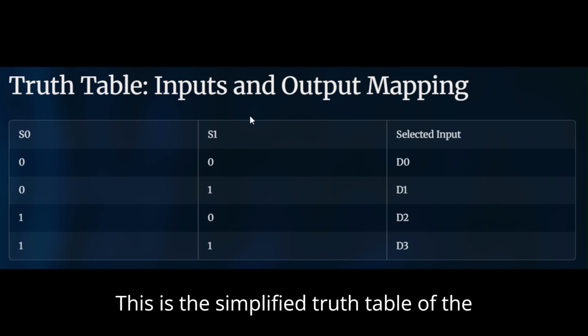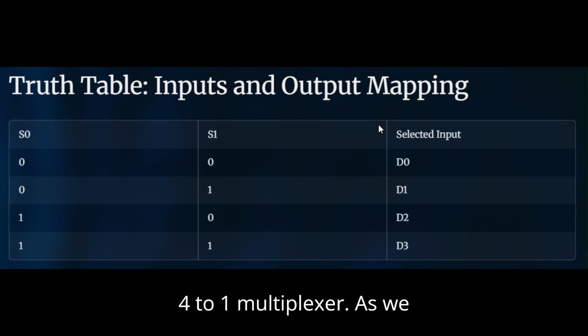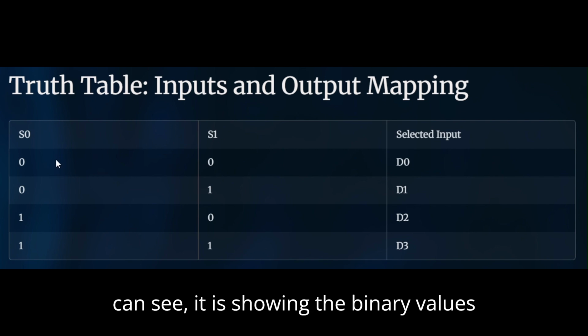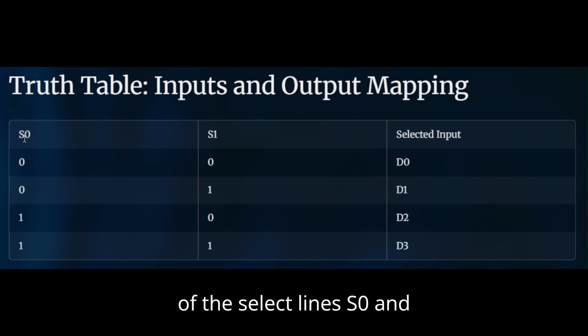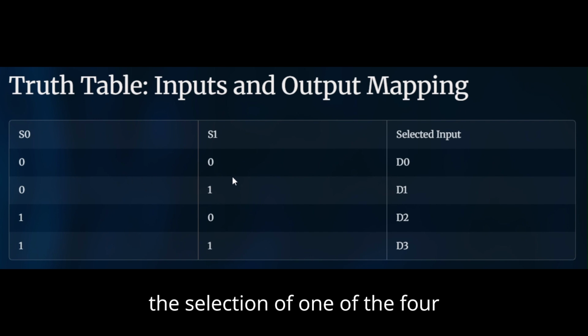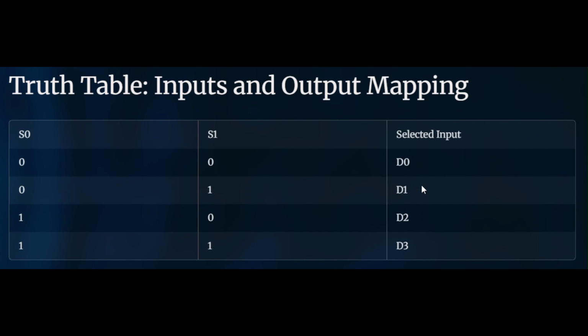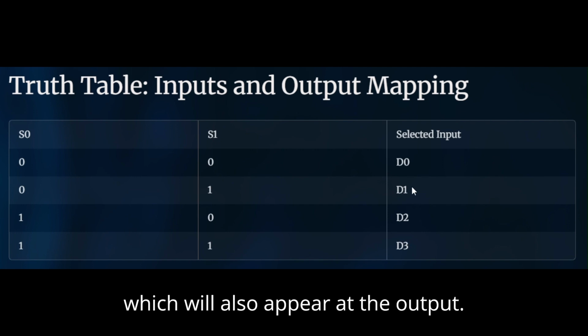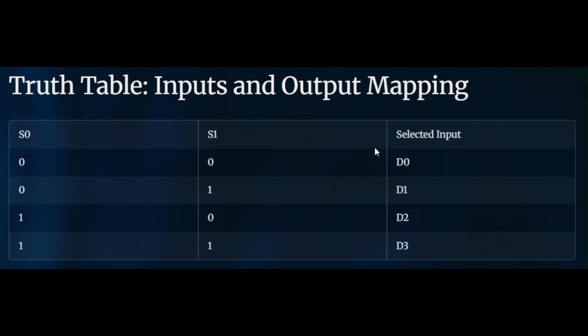This is the simplified truth table of the 4 to 1 multiplexer. As we can see, it shows the binary values of the select lines S0 and S1, and they are directly mapped to the selection of one of the 4 data inputs D0 to D3, which will also appear at the output.